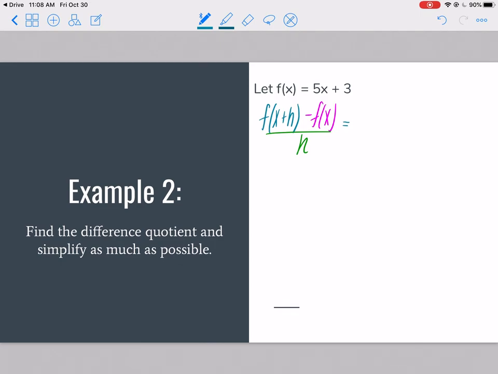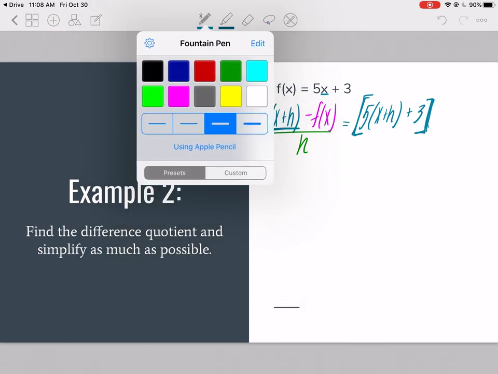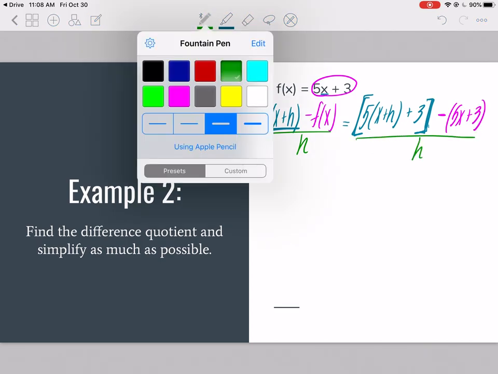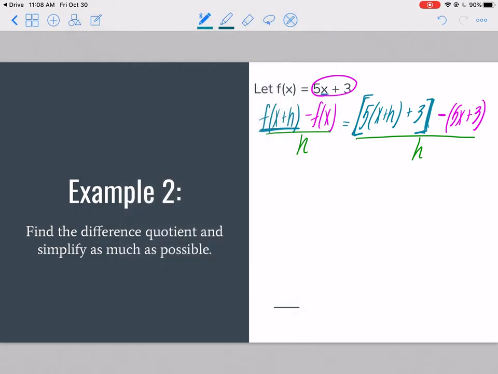Okay, so first thing we're going to do is find f of x plus h. So we're going to plug in x plus h for that x, so 5 times x plus h plus 3. I'm going to put this whole thing in brackets because we already have parentheses, so that's f of x plus h. Okay, that's the hardest part. Then we subtract the entire original function, f of x, so subtract 5x plus 3. Again, we want to make sure we put that in parentheses. And then we're dividing that whole thing by h. So I'm just putting all the steps together in one so that we don't have to take as much time.